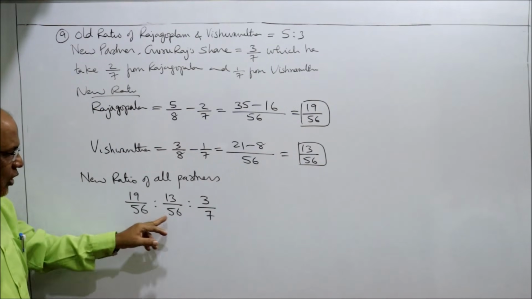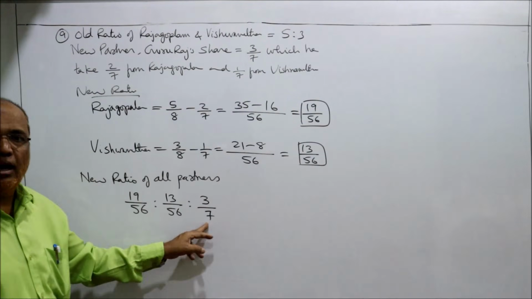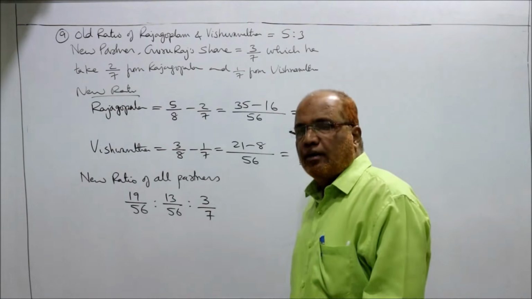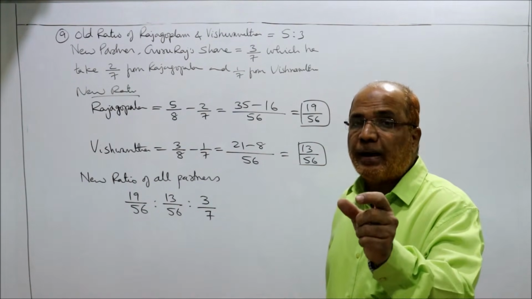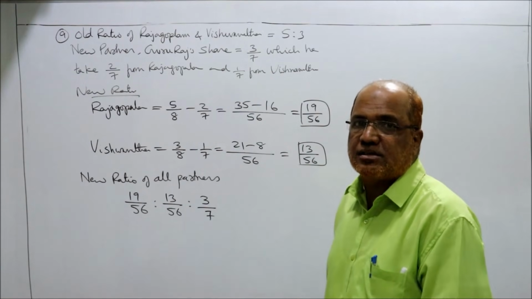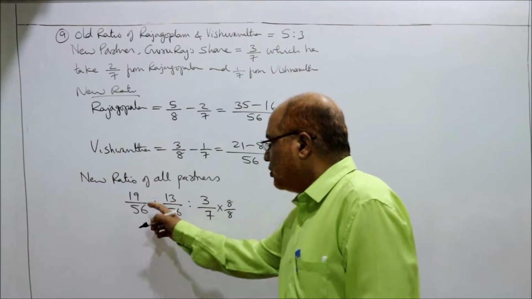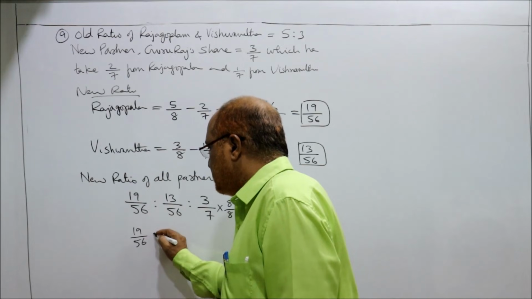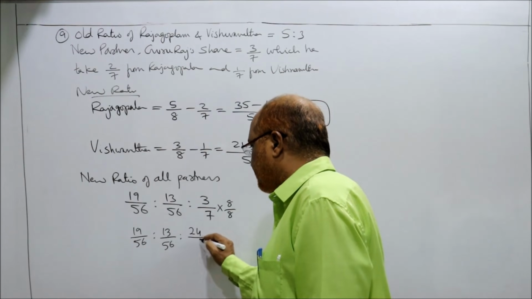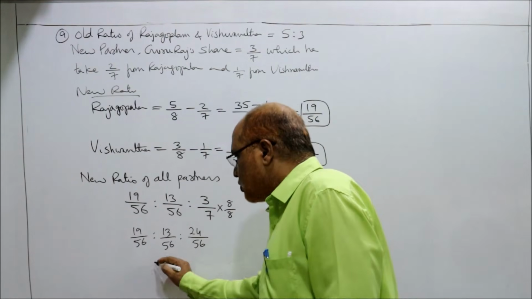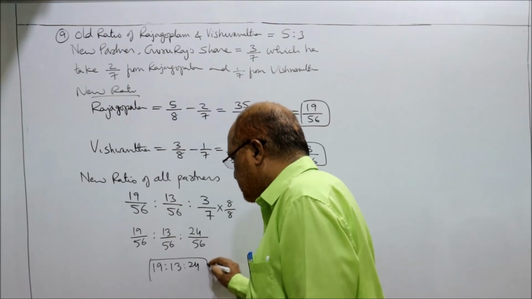Now see here, the denominator of these two partners is 56, but this partner's denominator is 7. We don't want 7, we want 56. So what do we multiply 7 with to get 56? 8. If we multiply 7 with 8, you will get 56. So we multiply the numerator and denominator by 8. So 19 by 56, 13 by 56, and 8 threes are 24 by 56. So the new ratio will be 19:13:24. That's it.